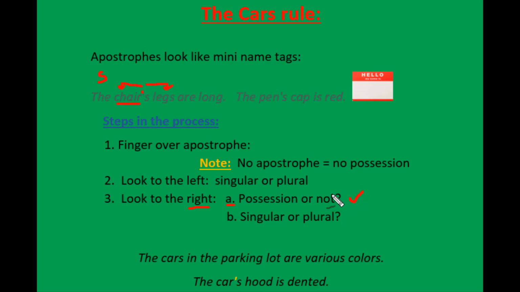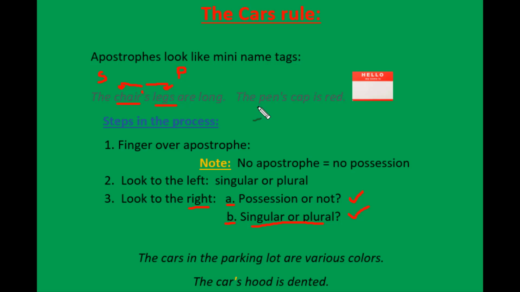On to B. The word to the right of the mini name tag, we have to now ask, is that singular or plural? Here, the word legs is plural. Does that make sense? Does one chair have more than one leg? In this case, yes. This sentence here, the chair's legs are long. That means one chair possesses its legs, and those legs are long. One chair.